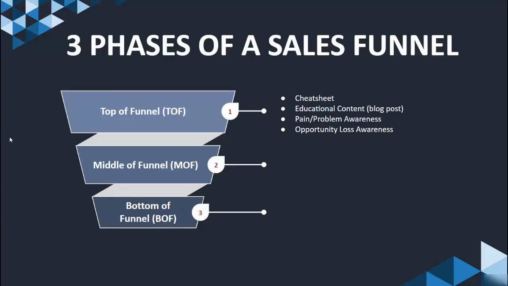So the top of funnel, as you can see here, is typically where we're providing valuable information, a cheat sheet, educational content, maybe like a blog post that you're sending people to. You're making them aware of a pain, a problem that they have that is kind of unconsciously there, but hasn't been brought up to the conscious level. And you also may be presenting them with an opportunity that may be available to them. And if they don't take advantage of that opportunity, they may lose out on it.